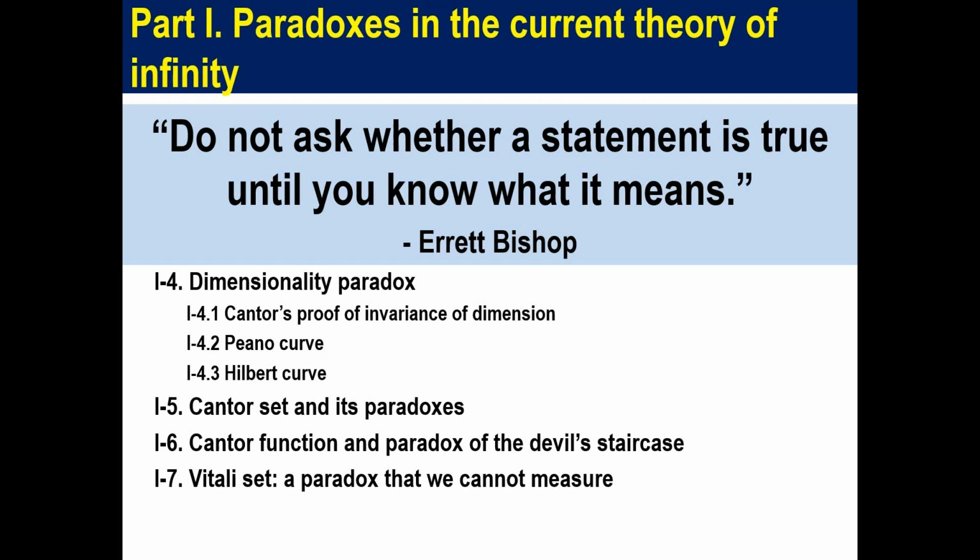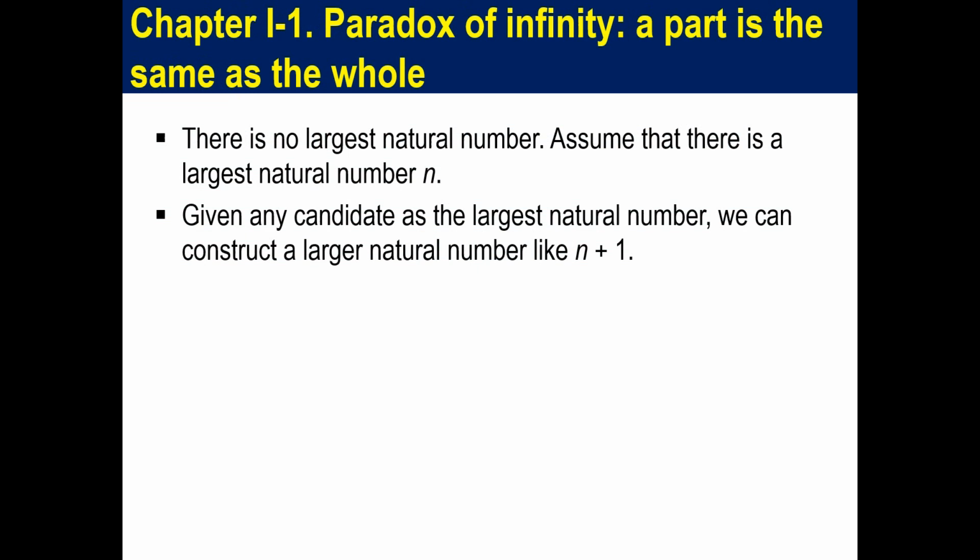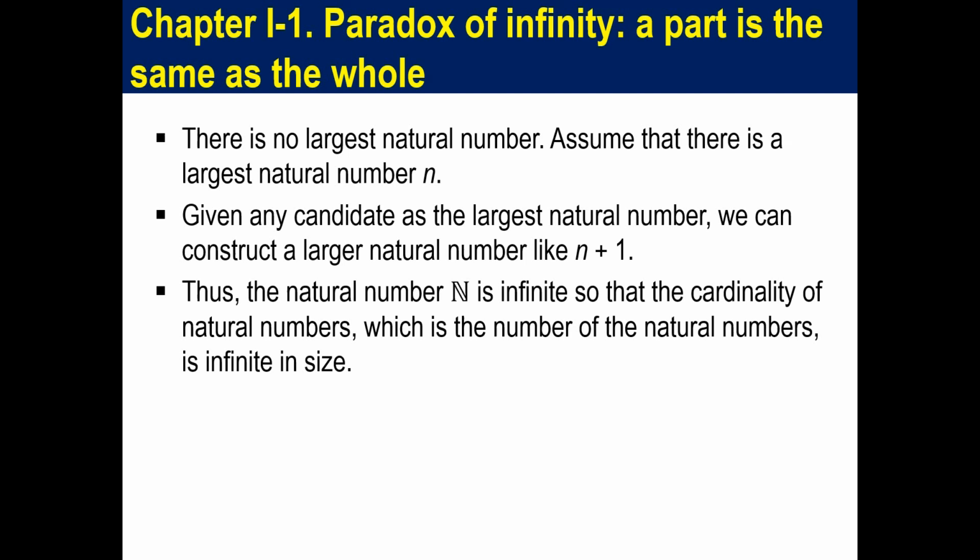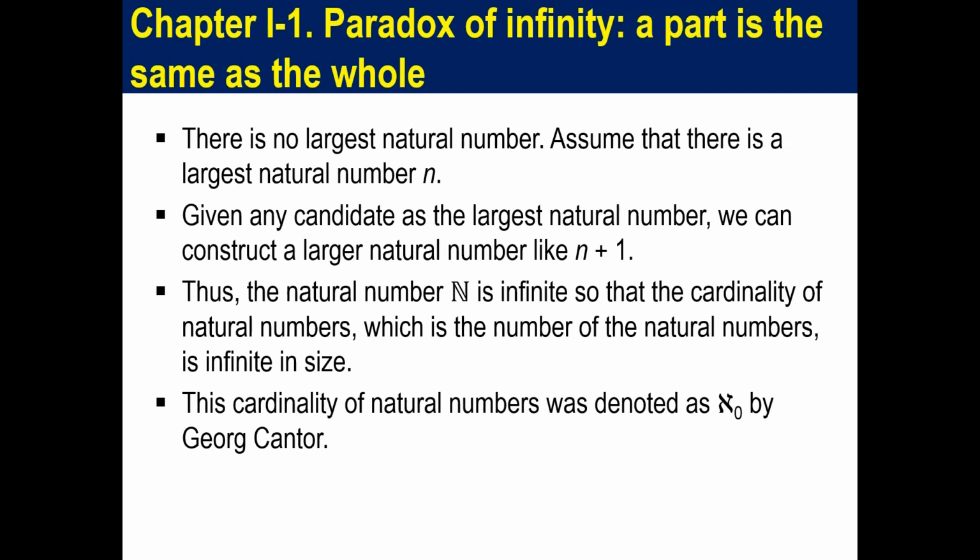Chapter 1-1, Paradox of Infinity, or part is the same as the whole. There is no largest natural number. Assume that there is a largest natural number n. Given any candidate as the largest natural number, we can construct a larger natural number like n plus 1. Thus, the natural numbers are infinite, so that the cardinality of natural numbers, which is the number of the natural numbers, is infinite in size. This cardinality of natural numbers was denoted as Aleph null by Georg Cantor.